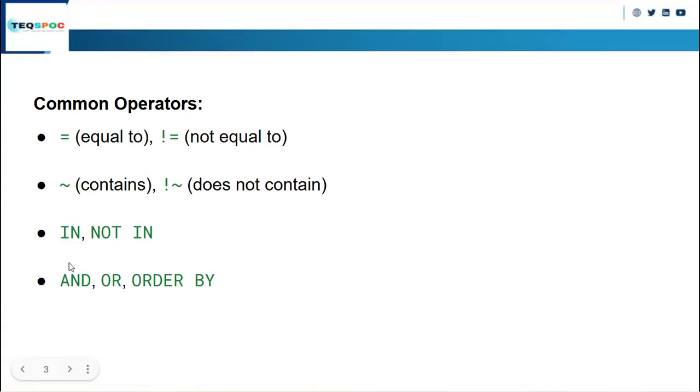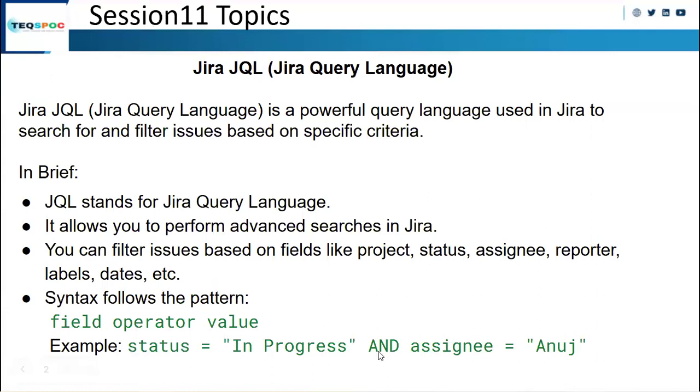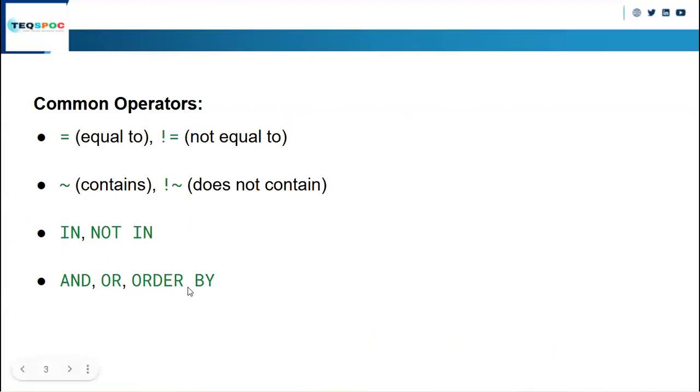Then we use the basic AND operator too, as we have seen previously, to combine two conditions of the syntax. Now, ORDER BY is used to order by ascending or descending order. And OR means either one condition is true or the second condition is true.